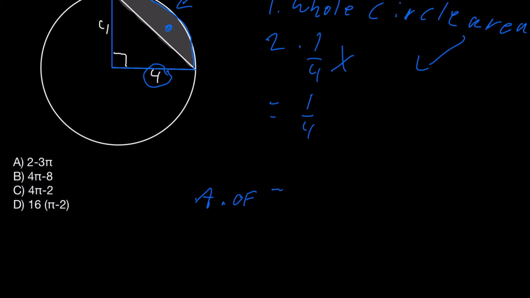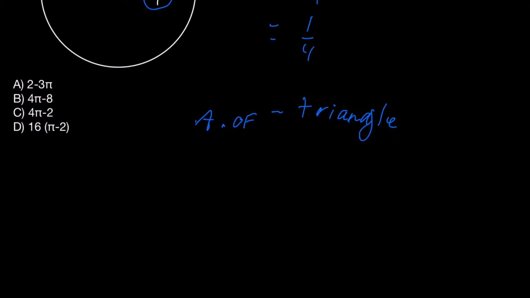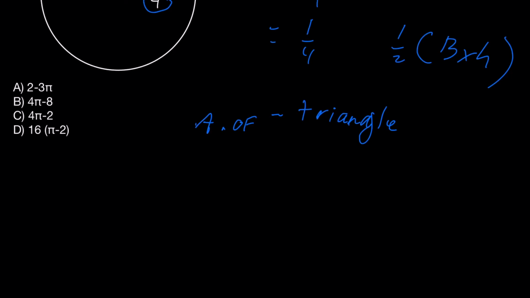Minus the area of the triangle, because we have a right triangle here. And triangles, if you remember their formula to find the area, it is half base multiplied by height. Pretty straightforward formula. So let's do it.